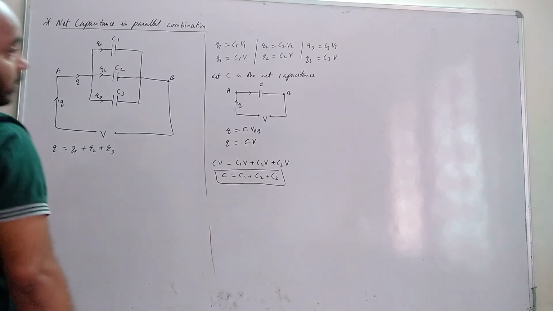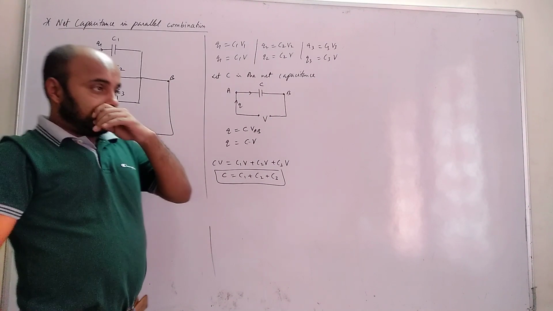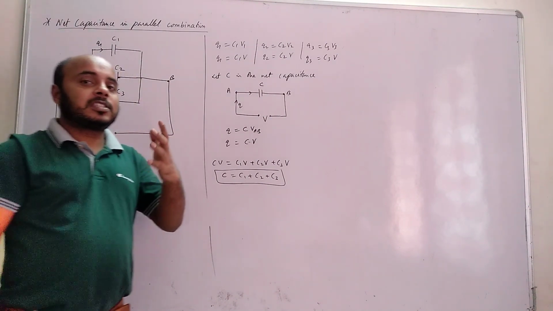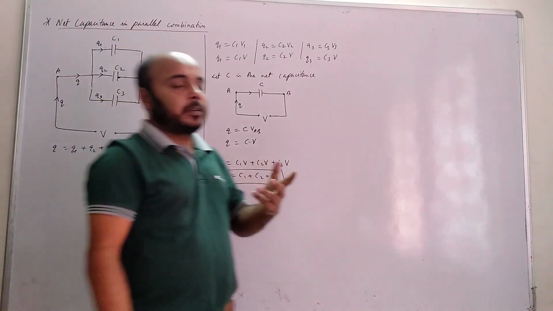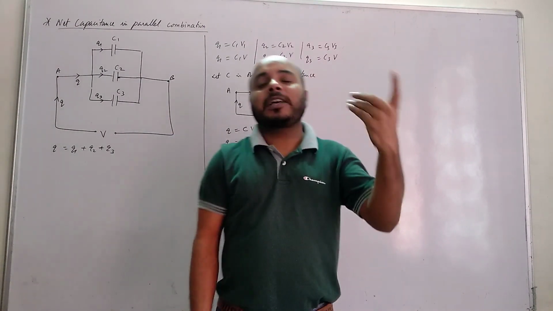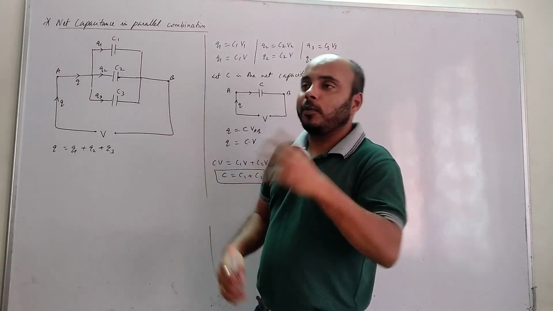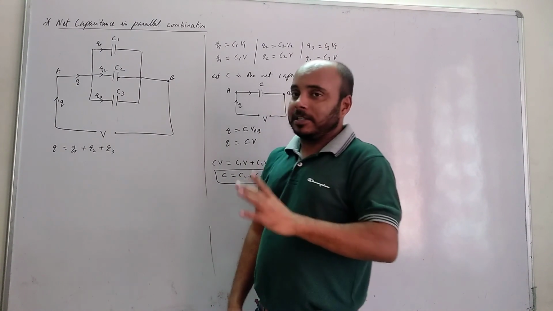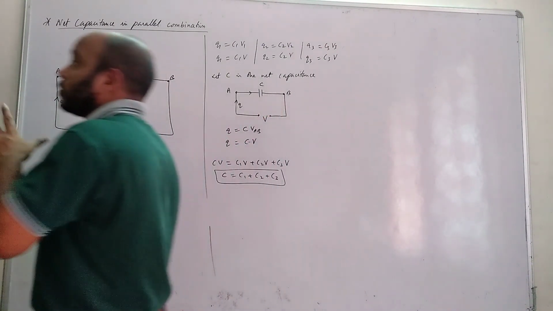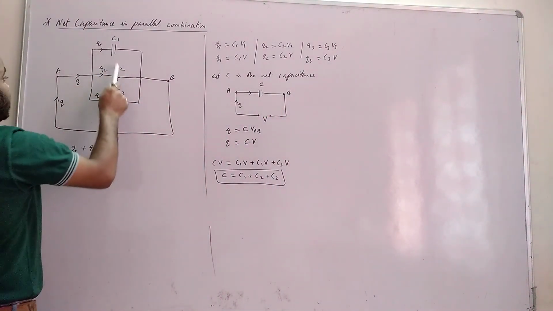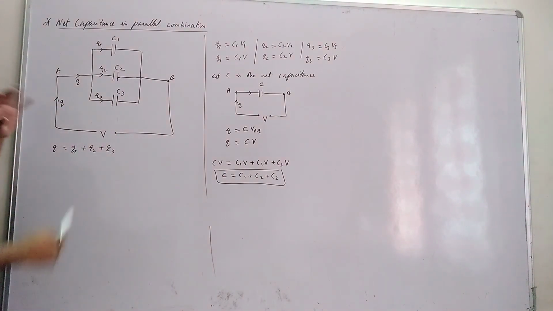Okay, the next topic is we need to find the net capacitance in a parallel circuit. Like multiple capacitors connected in parallel. And what is the expression for net capacitance? We'll go for this. So now see, we are taking three capacitors C1, C2 and C3. They are connected in parallel.